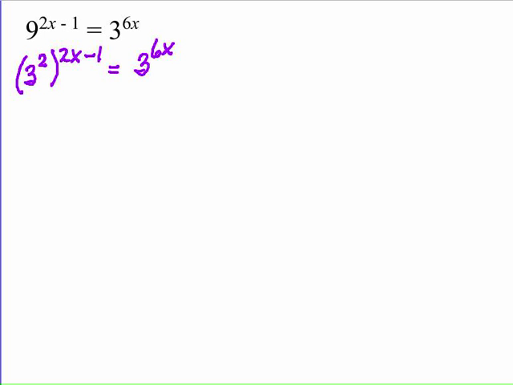So now I have a power to a power. So what do I do with the 2 and the 2x minus 1? I multiply them. And so the biggest thing you need to understand is that when you multiply, you have to distribute that 2 to each. So really, I get 3 to the 4x minus 2 equals 3 to what? The 6x. So then now you have the same bases, which means that you can just strictly look at the exponents. So my new exponential equation will be 4x minus 2 equals 6x.